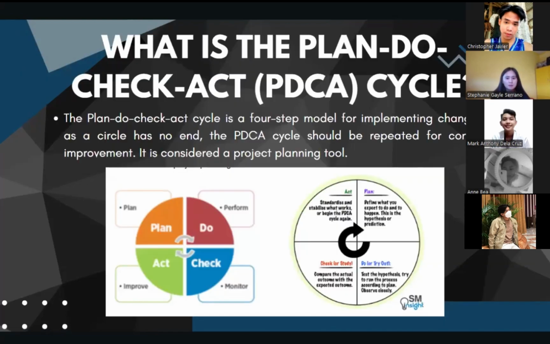So what is the plan, do, check, act cycle? The plan, do, check, act cycle is a four-step model for implementing change. Just as a circle has no end, the PDCA cycle should be repeated for continuous improvement. It is considered a project planning tool. Next slide.